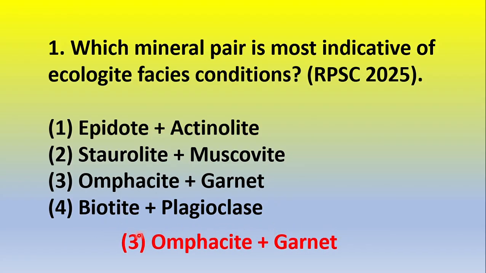We already know omphacite is a pyroxene mineral, and the garnet here is pyrope. Pyrope and omphacite are the indicator of the eclogite facies. And eclogite facies means high temperature and high pressure conditions.